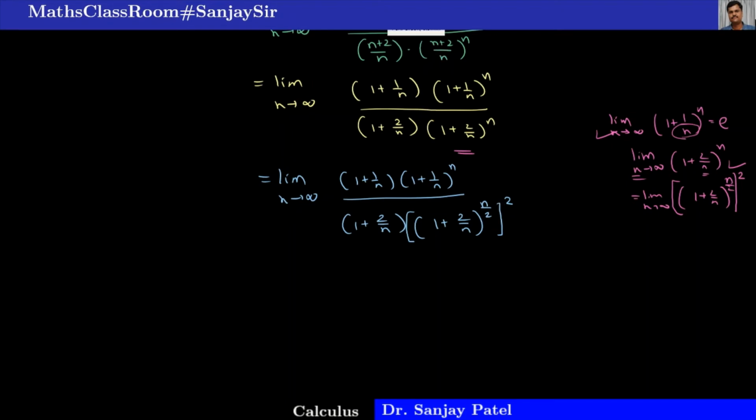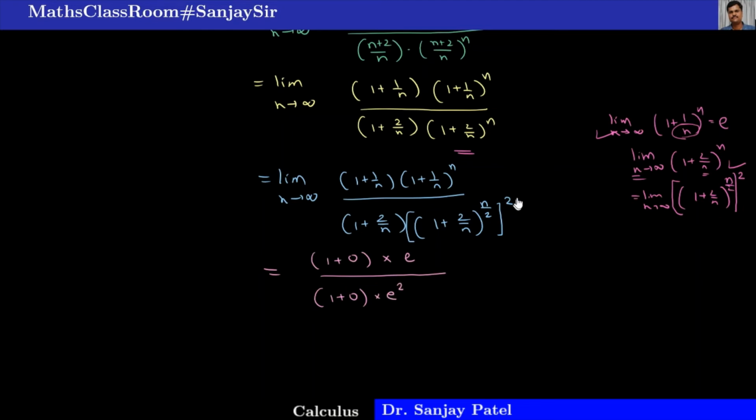And now we can take the limit and write this limit as n tends to infinity, 1 upon n tends to 0, 2 upon n tends to 0. So 1 plus 0, okay, and 1 plus 1 upon n raised to n, this tends to e. Then 1 plus 2 upon n, that tends to 1 plus 0. And this 1 plus 2 upon n raised to n by 2. So you can think this as, say, 1 plus 1 upon k raised to k, and that gives you e. So the limit of this is e squared.